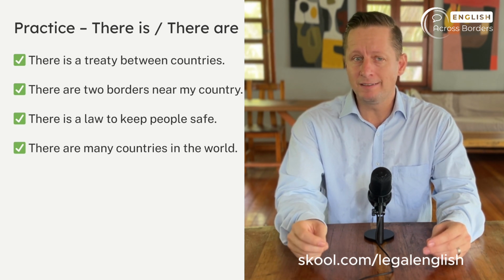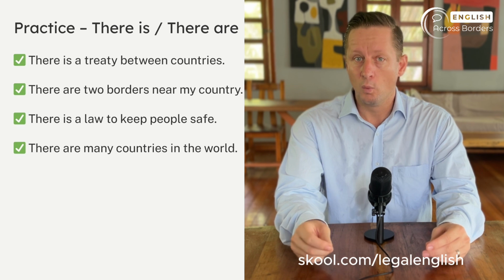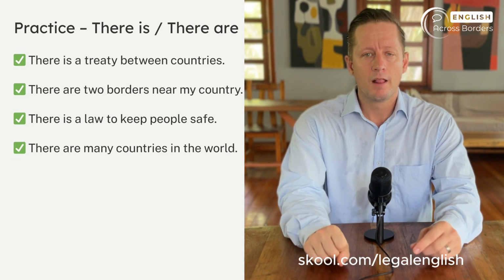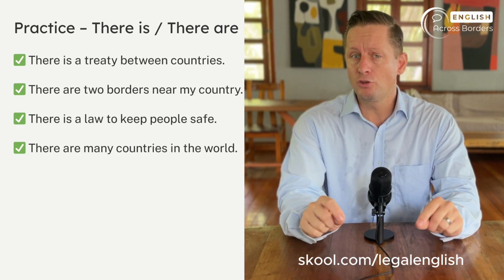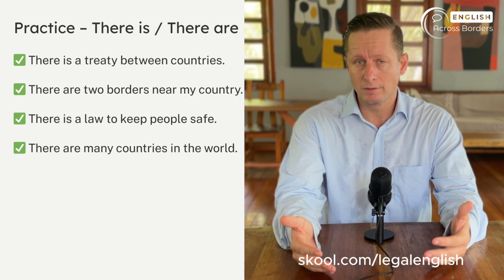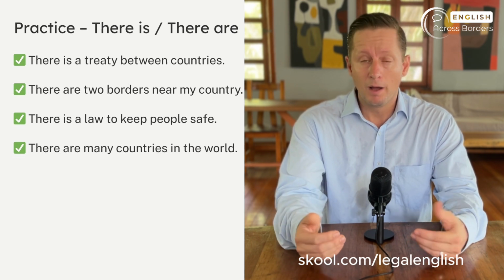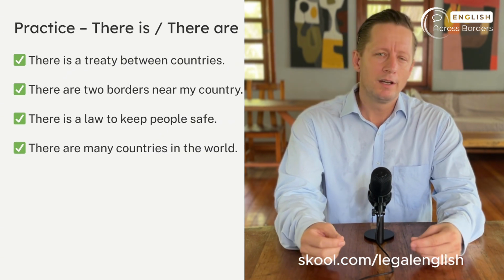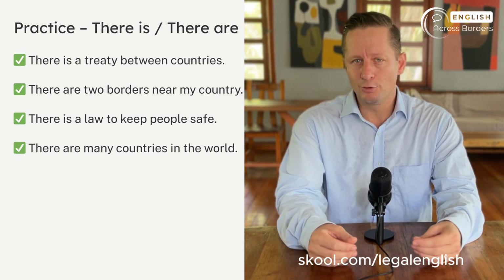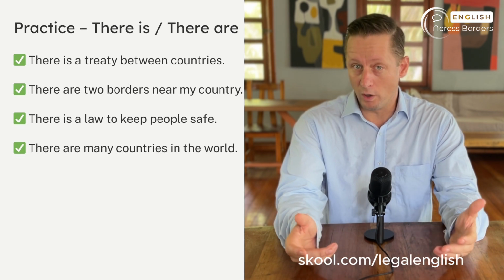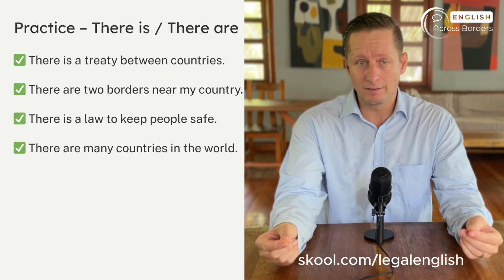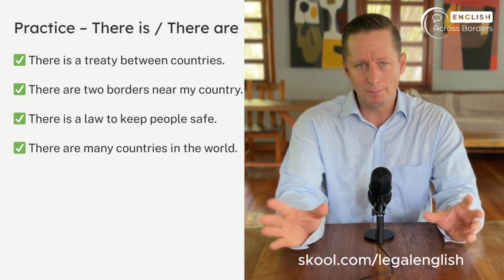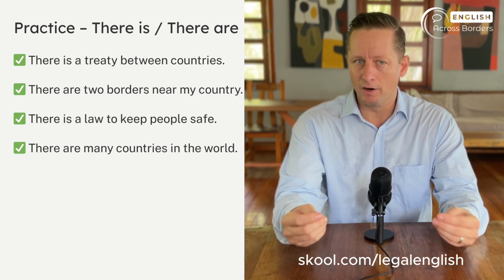There is a treaty between countries. We use there is because treaty is singular, just one. Next, there are two borders near my country. Now we use there are because we're talking about two borders, plural. Here's another one. There is a law to keep people safe. Only one law, so we say there is. And finally, there are many countries in the world. Many means plural, so we say there are.